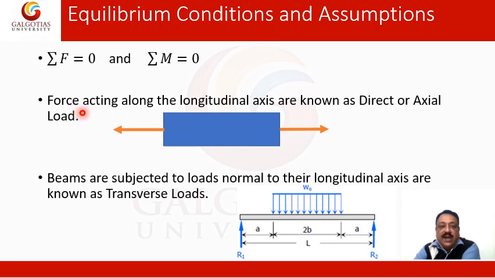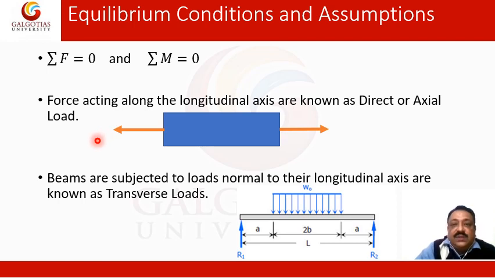If the force is acting along a longitudinal axis, then it is known as direct or axial load. So what is the longitudinal axis of a beam? That is the length axis of the beam. The axis parallel to the length and passing through the centroid is the longitudinal axis. So if you see, the yellow vectors are pointing in the axial direction, or the longitudinal direction, and they are known as the direct loads.